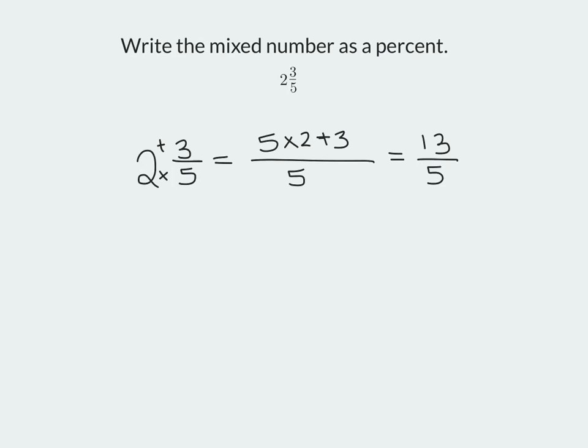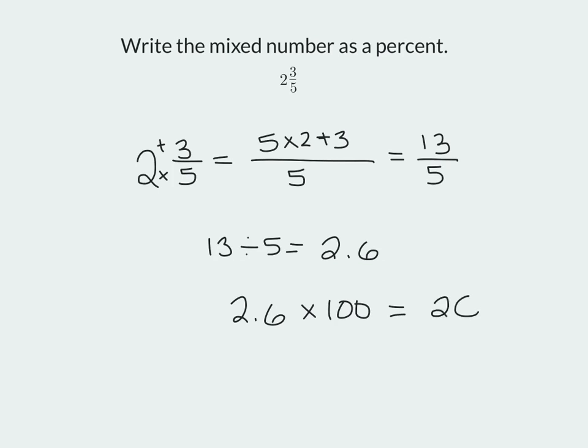Next, we'll convert this fraction to a decimal. So 13 divided by 5 equals 2.6. Now that we have a decimal, I can multiply by 100 to get a percent. 2.6 times 100 equals 260. So my answer is 260%.